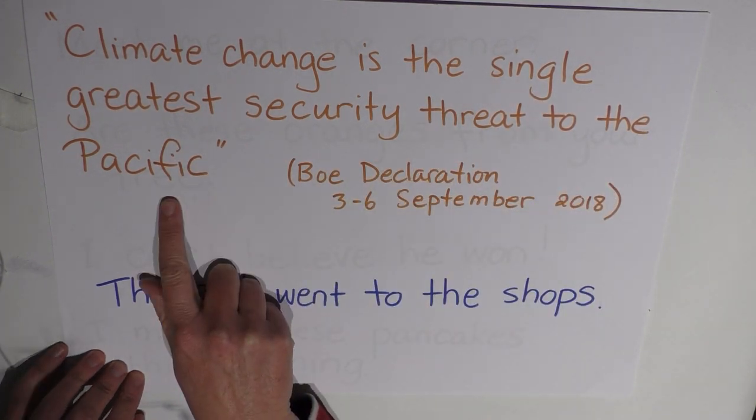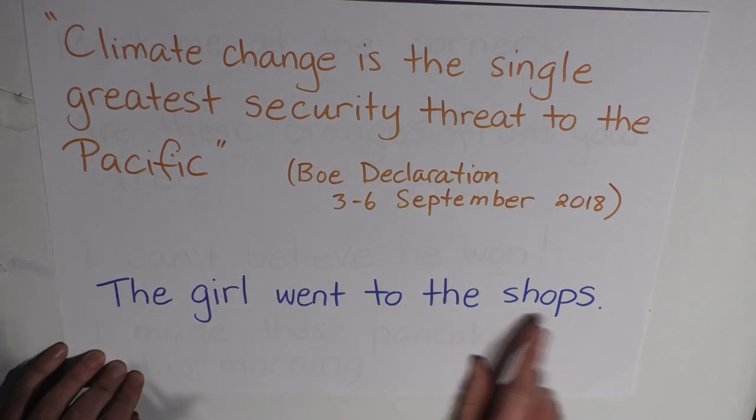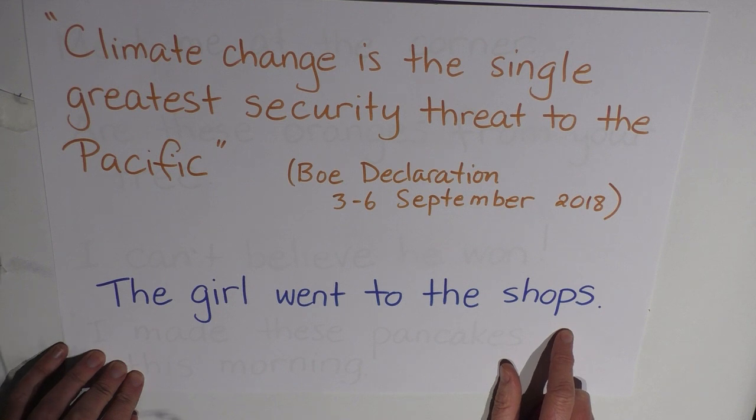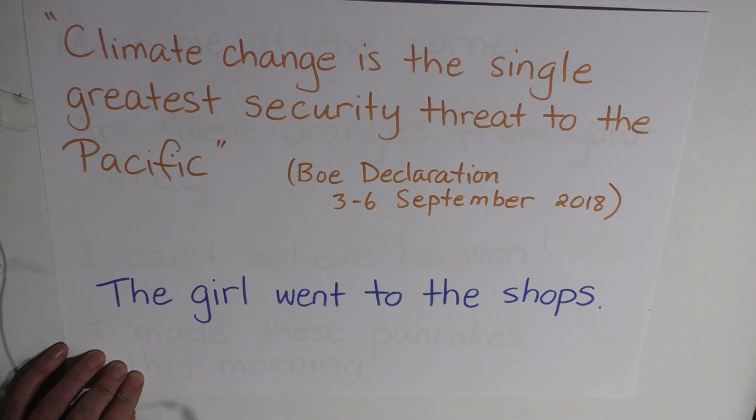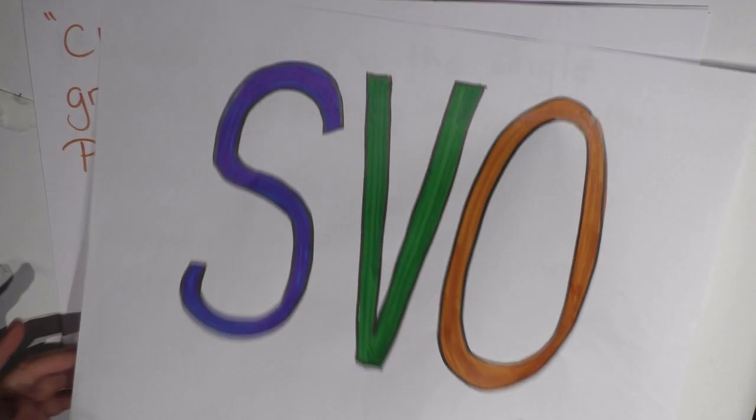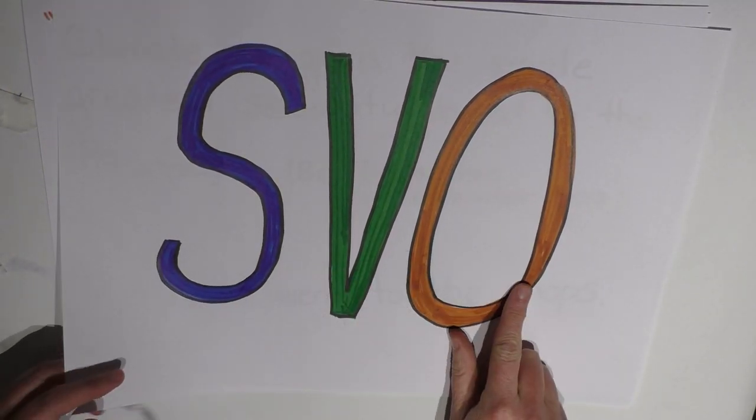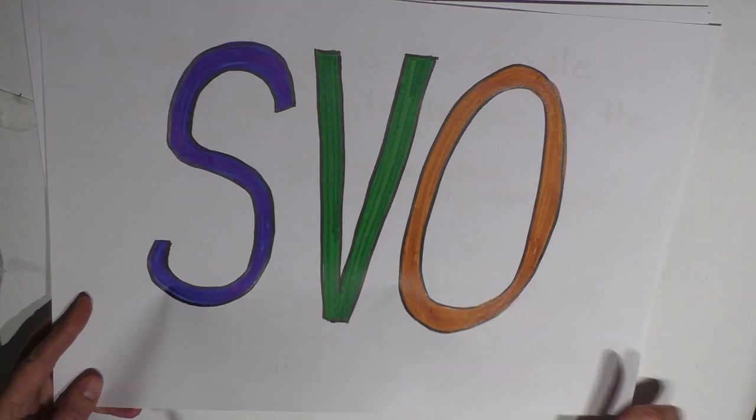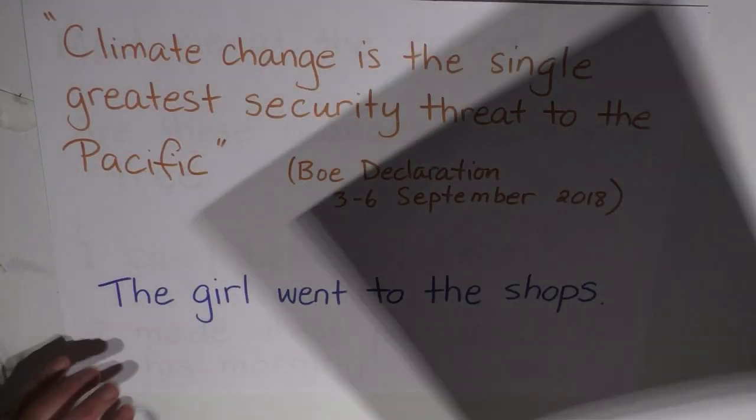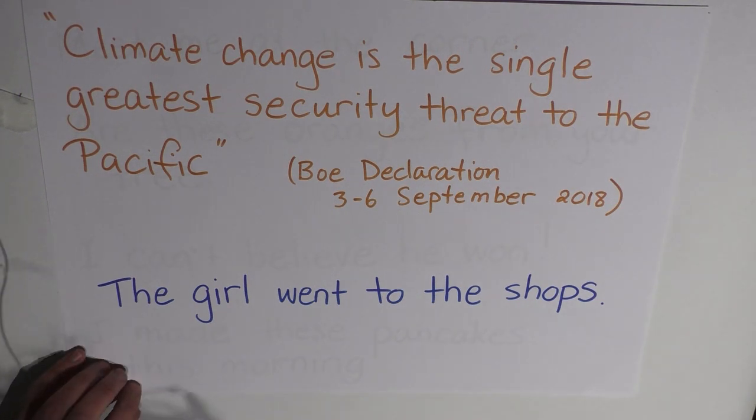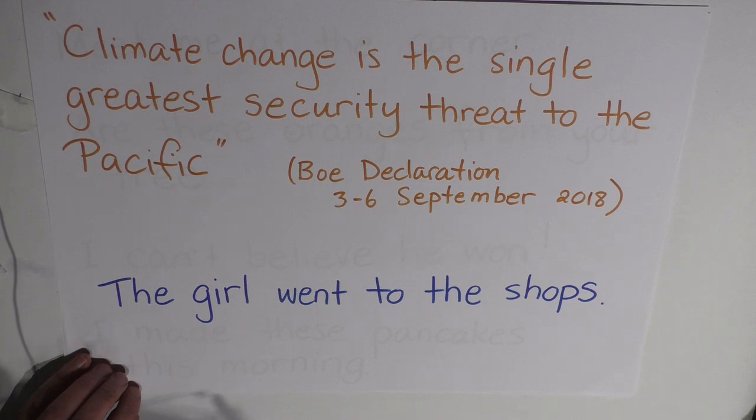Now, of course, not all declarative sentences have to be such a strong declaration. A simple sentence such as "the girl went to the shops" is also a declarative sentence. So what makes it declarative? Well, the word order does. And do we know what the word order is? Well, we talked about it a while ago. It's the subject, verb, object word order, if there is an object, that is. So let's have a look at the simple sentence here, the girl went to the shops, and see if we can find that subject, verb, object word order in it.